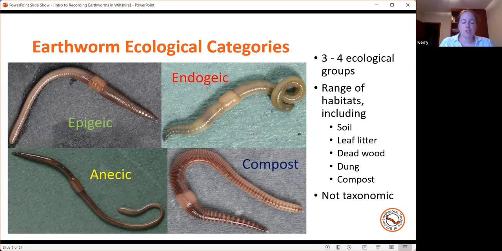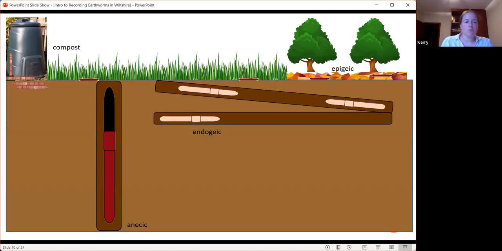So you can have 2 species, for example, that are not closely related, but are in the same ecological category. They're living in the same substrate, doing similar things in the environment. And then you can also have species that are closely related taxonomically, but are actually fulfilling quite different roles in the environment and living in slightly different microhabitats. And I'll go through each of these ecological groups in a bit more detail.